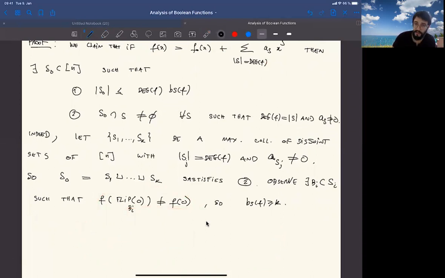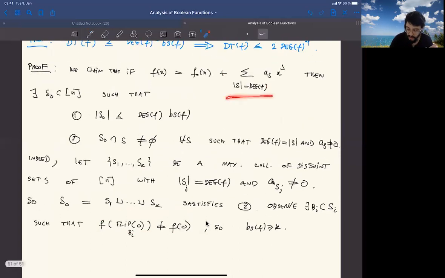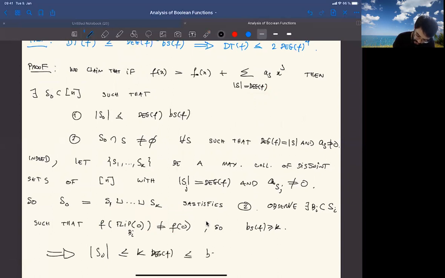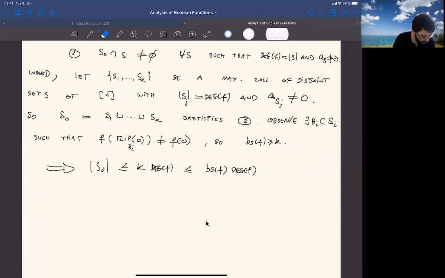Again, if you didn't get it the first or second time, let's go again. But in any case, this shows that the block sensitivity of f is greater or equal than k. And now you look at the size of the Sj. What's the size of the Sj? Well, it's at most the degree of f. So that implies that S0 is less or equal than k times the degree of f, and that's less or equal than the block sensitivity of f times the degree of f. I hope I explained this well. So that proves the claim.